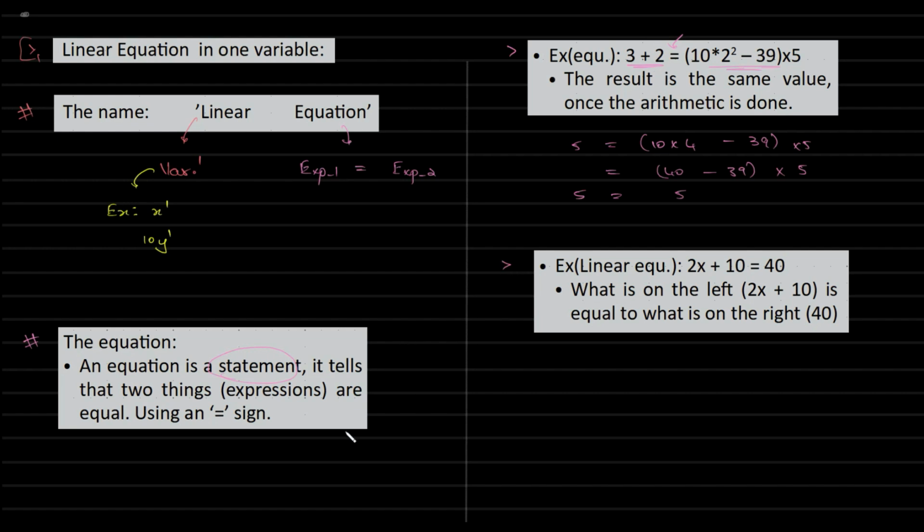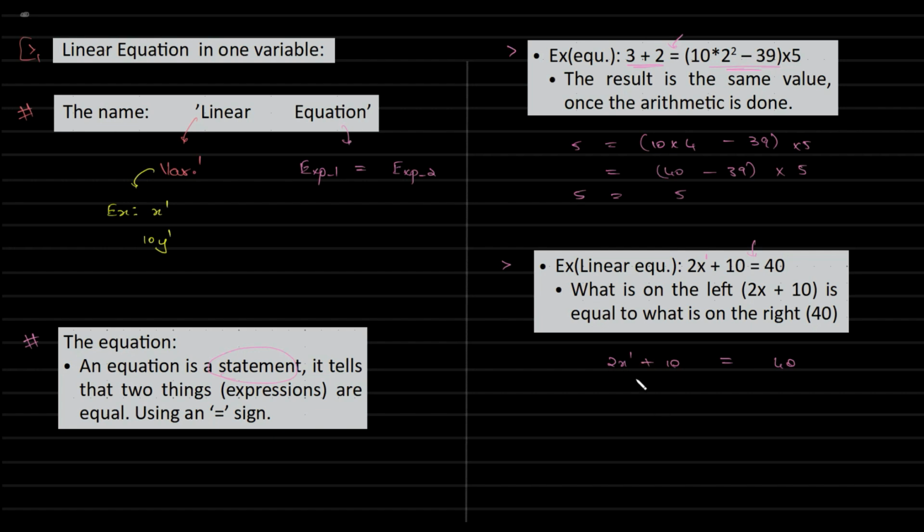Next example, linear equation. So this is an example for equation. Now we're looking at an example of linear equation in one variable, to be more specific. So this is your variable whose power is 1. So this is linear. And we have an equal to sign. So this is linear equation in one variable. Here, 2x to the power of 1 plus 10, which is on the left, is equal to whatever is there on the right, that is 40.